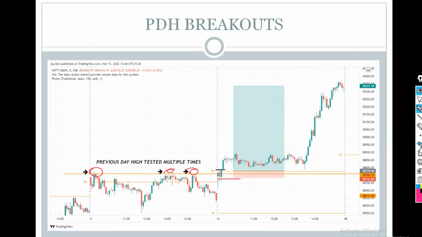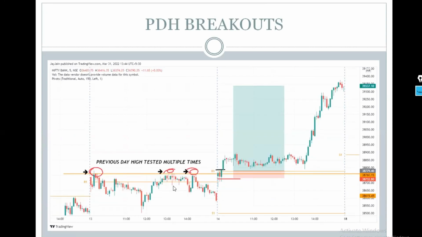So the point over here is that unless the PDH is taken out along with the pivot, which is R1, or S1 in the case of downside, we don't enter. So this will act as a zone and not a single line, correct? I hope this point is pretty much clear. And these are nothing but your trend trading strategies, right? Let's move on and look at the other examples as well.